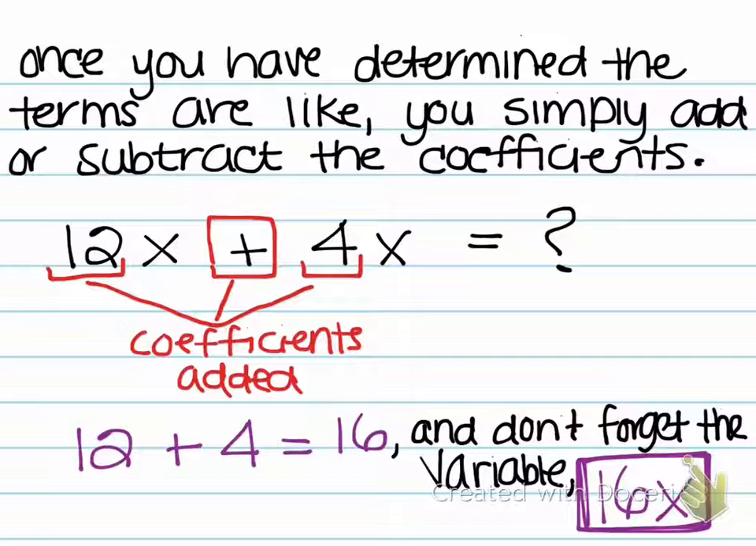So, let's look at this. This was 12x. So we're going to look at 12x plus 4x. Coefficients added. 12 plus 4 is what? 16. Don't forget your variable. You can't leave that out. And my answer is just going to be 16x. So 12x plus 4x equals 16x.